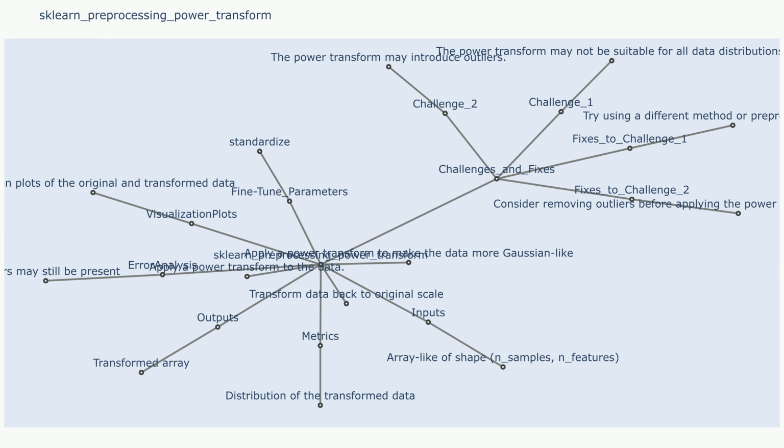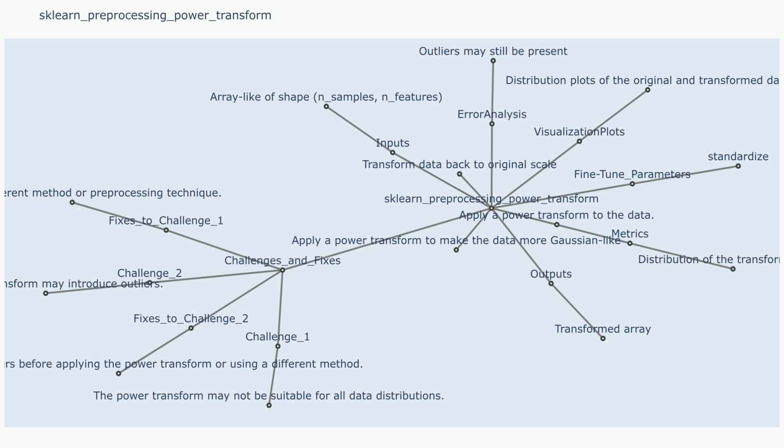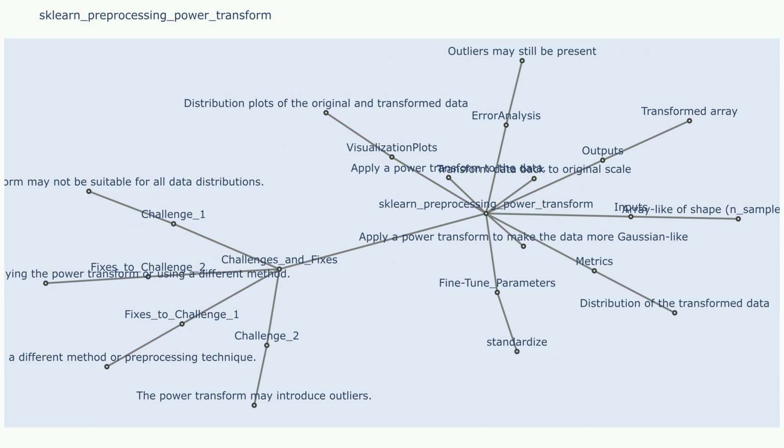Uncertainty methods. Bootstrapping: resample the data with replacement multiple times and apply the power transform to each sample. The variability in the resulting transformations provides an estimate of uncertainty. Challenges and fixes. Challenge 1: data with very small or large values can cause numerical instability during a transformation. Sample use case: a feature with values ranging from 10^-10 to 10^10.